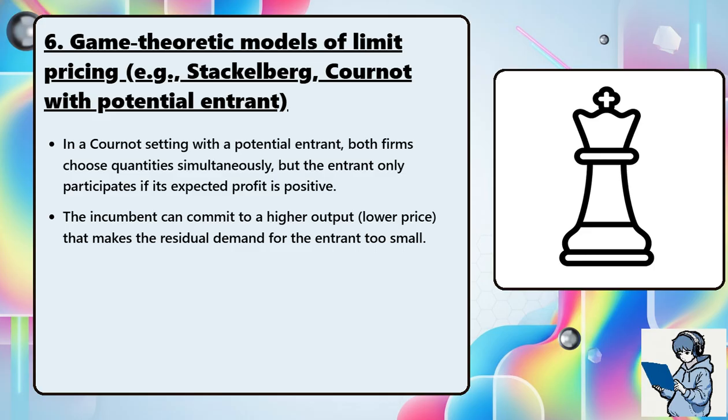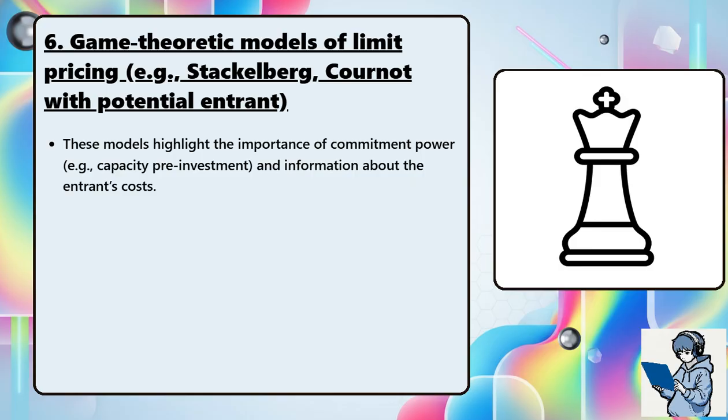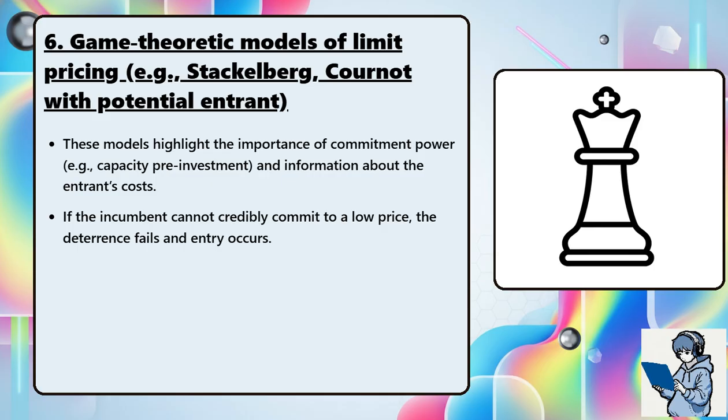The incumbent can commit to a higher output, lower price that makes the residual demand for the entrant too small. The equilibrium outcome is a limit price that simultaneously satisfies pi_E of Q_E star less than or equal to zero, and pi_I of Q_I star is maximized given the constraint. These models highlight the importance of commitment power, for example, capacity pre-investment and information about the entrant's costs. If the incumbent cannot credibly commit to a low price, the deterrence fails and entry occurs.